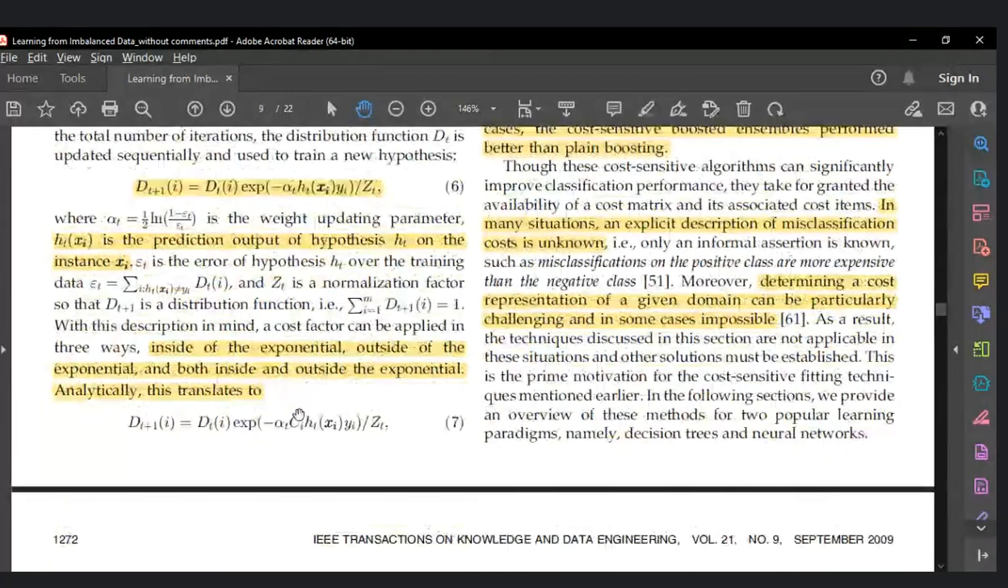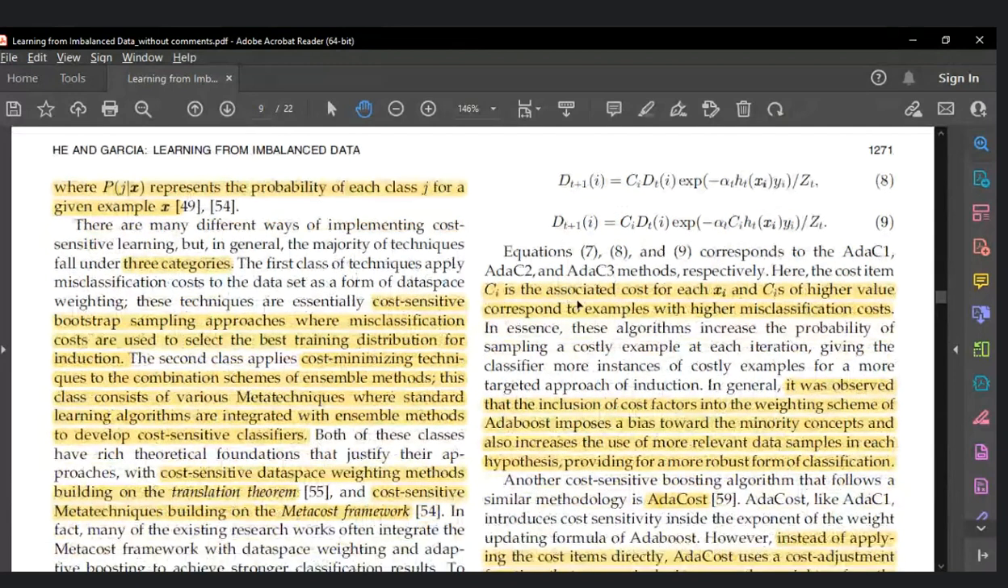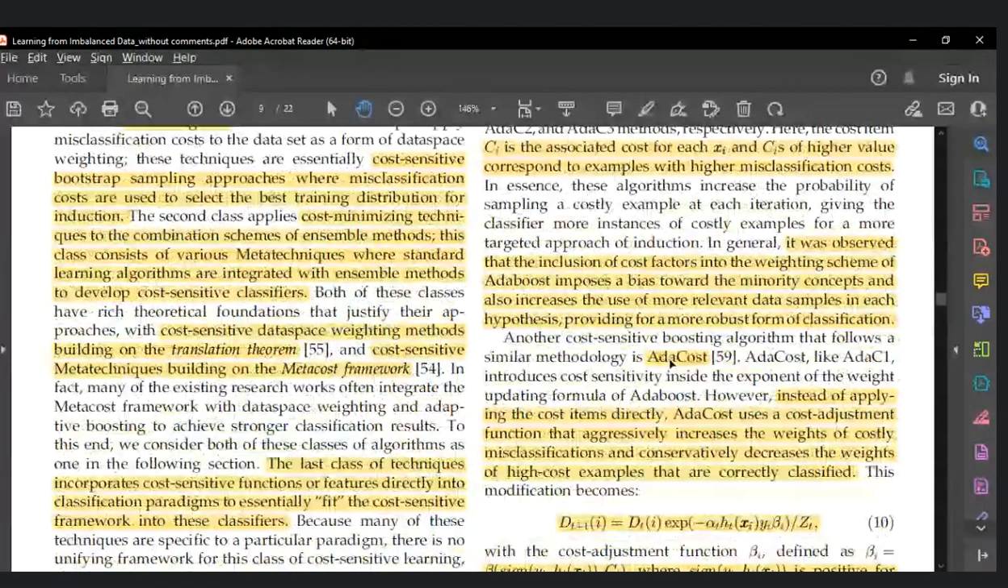This is AdaC1, where the cost function is inside. In AdaC2, the cost function is outside. In AdaC3, the cost function is in both places. So it's just trying different variations to create the cost function and see how we can balance the data set. What this found is that when you do that, it imposes a bias towards minority concepts and also increases the use of more relevant data samples in each hypothesis, providing a more robust form of classification. Bias is not a good thing, obviously, but in this case it is good because we want to learn those minority concepts better, since those examples are limited.